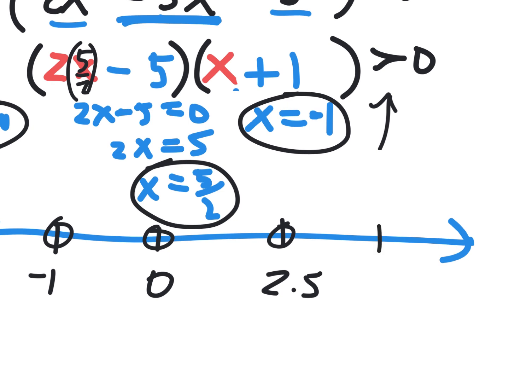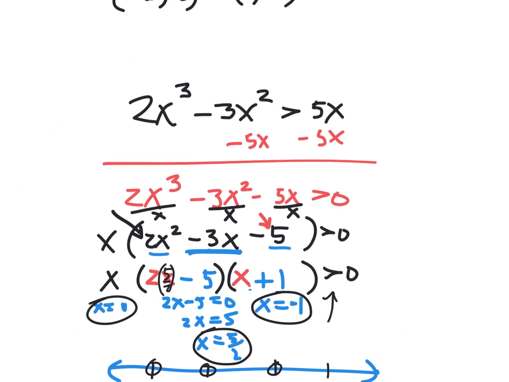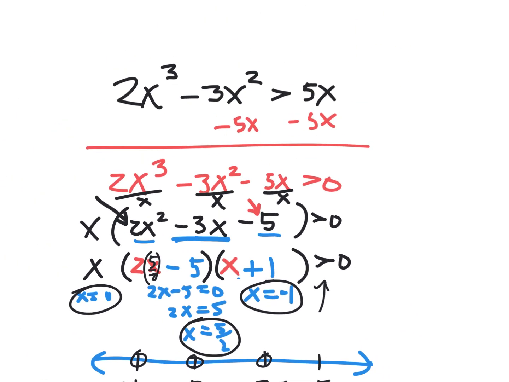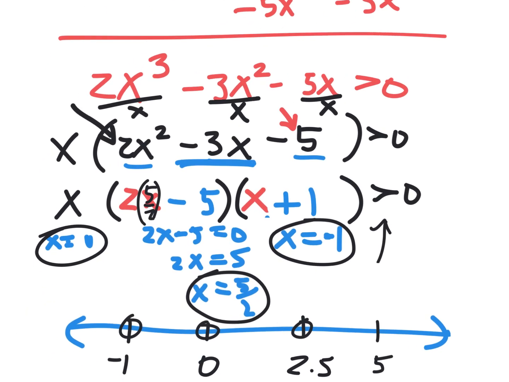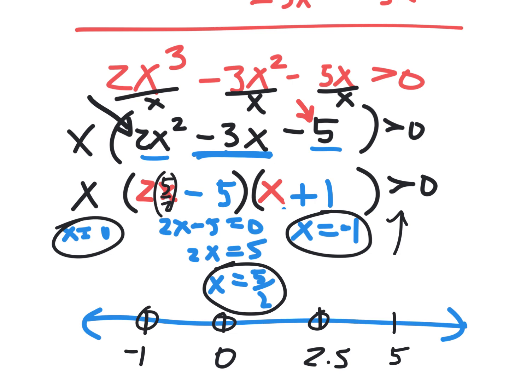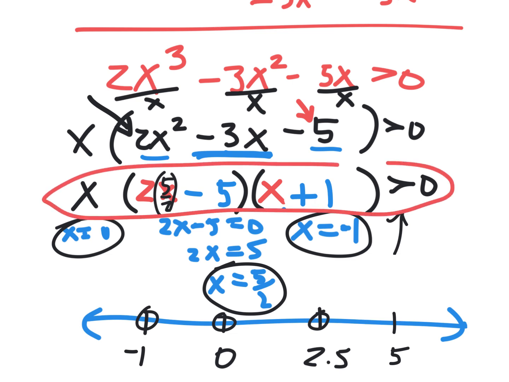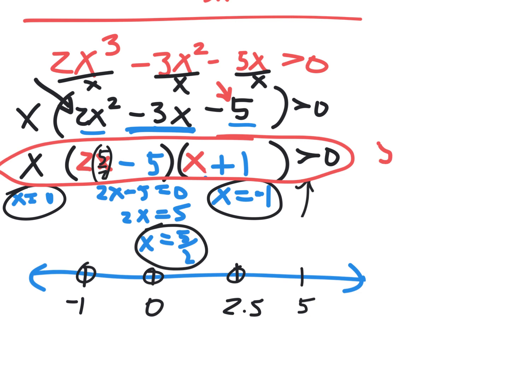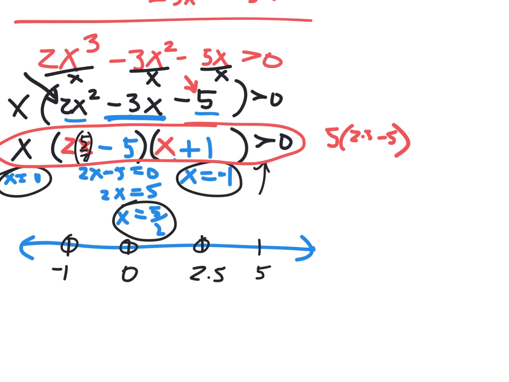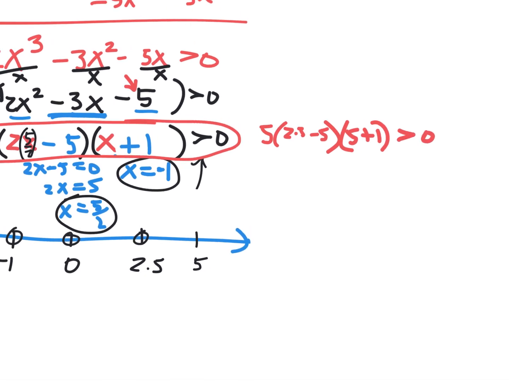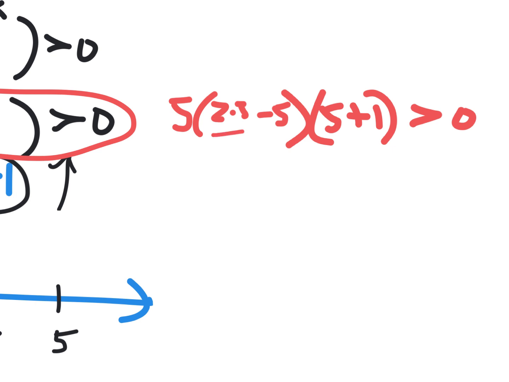So I'm going to test something big, like, I don't know, 5. Something bigger than 2.5. So I'm going to put 5 back in the original problem. Actually, I'm going to put it in the factored version. I'm going to put a 5 in here. And it'll read 5 times 2 times 5 minus 5, and then 5 plus 1 should be bigger than 0. So this is 2 times 5 is 10, minus 5 is 5. 5 times 5 is 25 times 6.